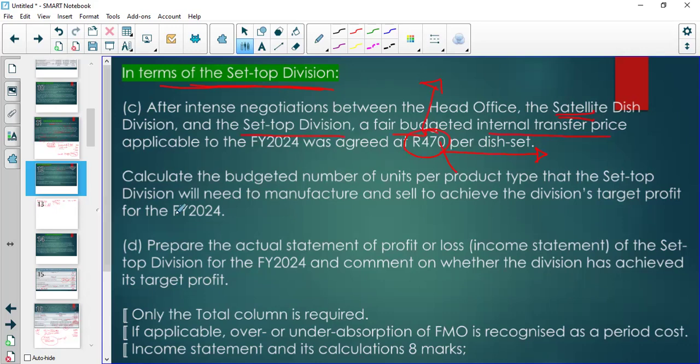So now we need to calculate the budgeted number of units per product type that the setup division will need to manufacture and sell to achieve the division's target profit.